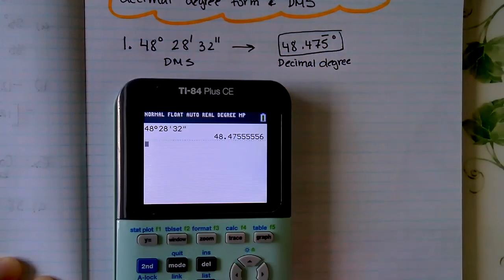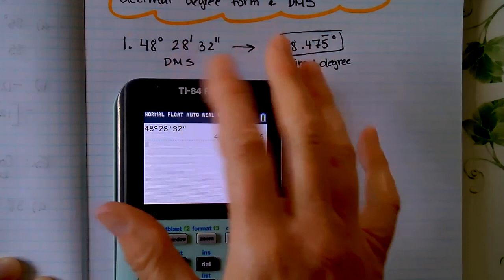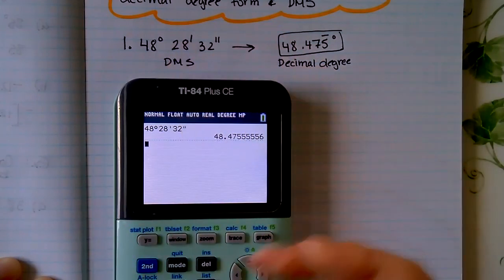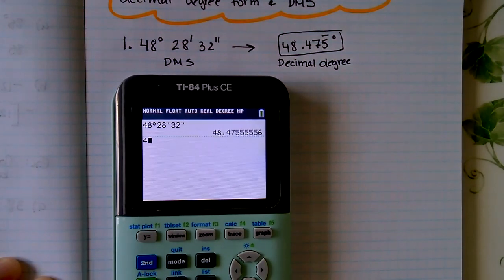Now, for me personally, I find doing that sometimes time consuming. So if I was doing this for speed, I would do 48 plus 28 divided by 60 plus 32 divided by 3600. And I get the same answer, okay?